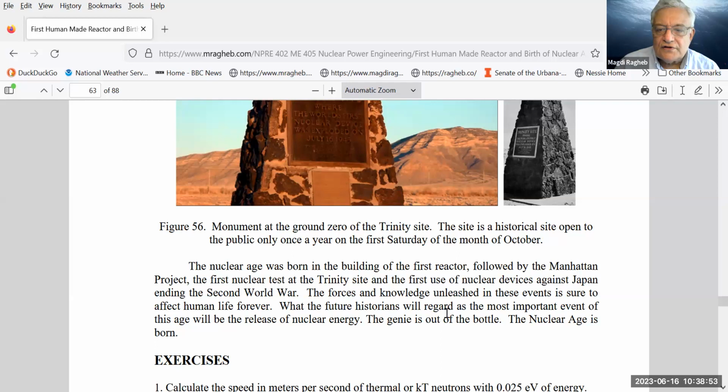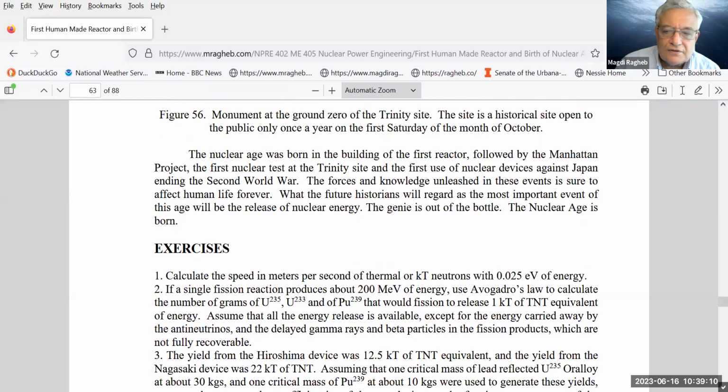What future historians will regard as the most important event of this age would definitely be the release of nuclear energy. The knowledge about it, or the genie, is out of the Aladdin bottle, if you want to create an analogy, and the nuclear age was born in that case.